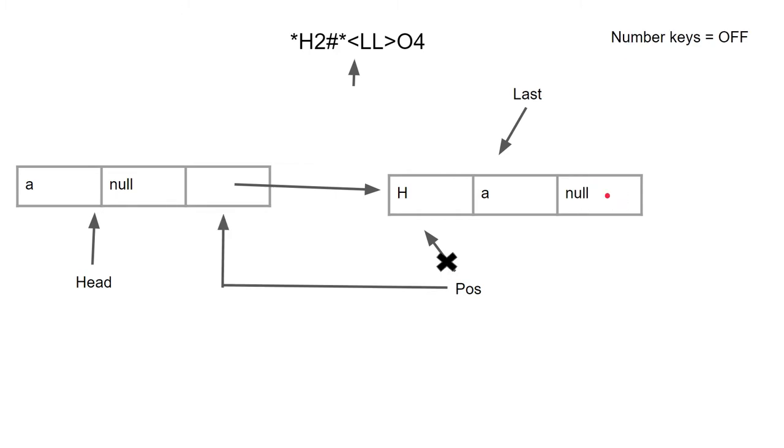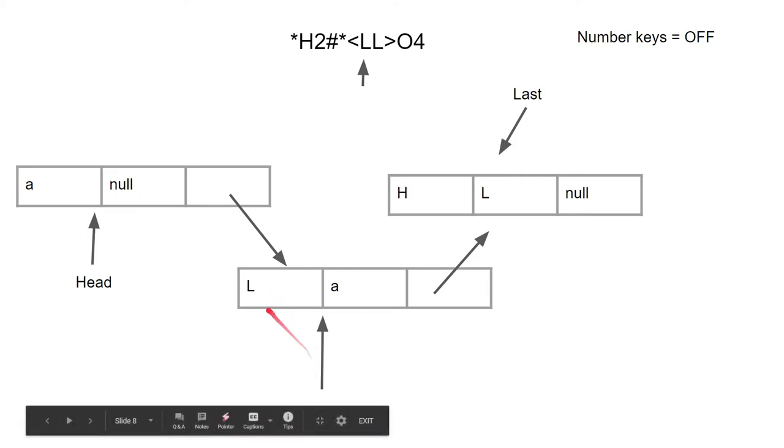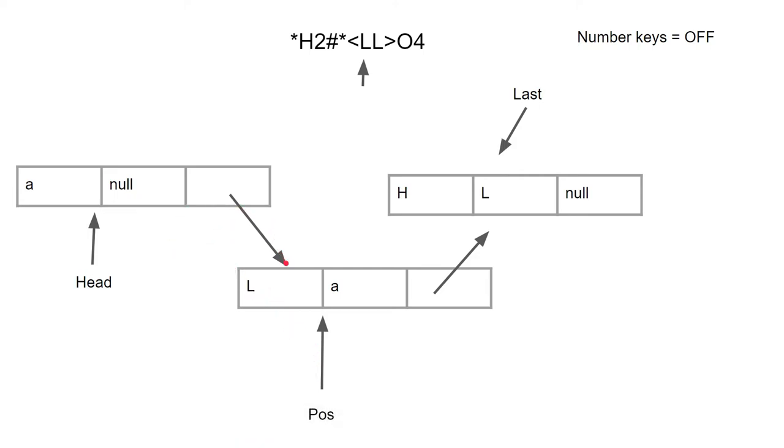Moving forward, we encountered a less than symbol. Less than symbol means that we need to move our cursor to the starting position. So right now it was here, now we'll be moving it here, which will be pointing to the head. Now we encountered an L, so we need to insert at where the position was. So position was earlier here, so we need to insert it after that and update our position variable.